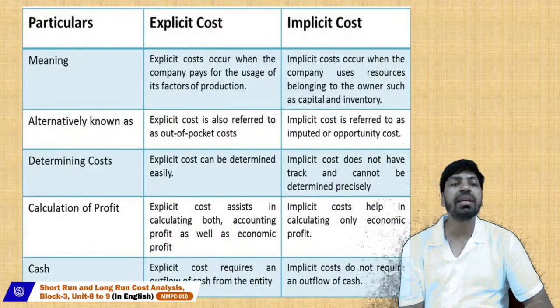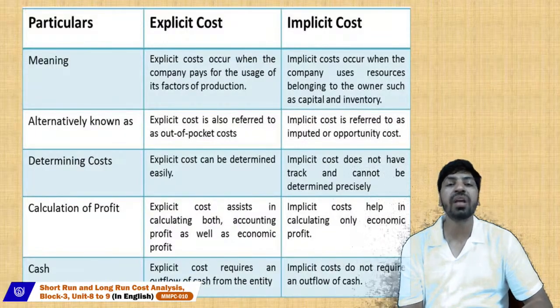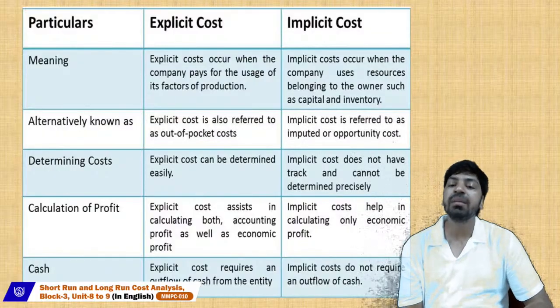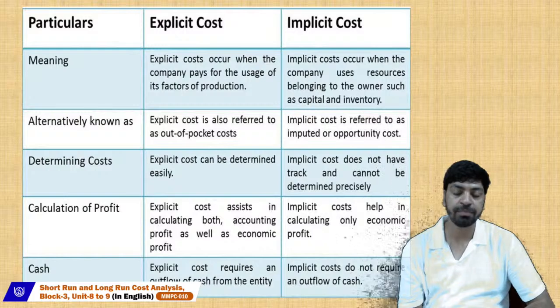When we talk about the basis of cash, explicit cost requires the outflow of cash from the entity, but implicit cost does not require any outflow of cash.